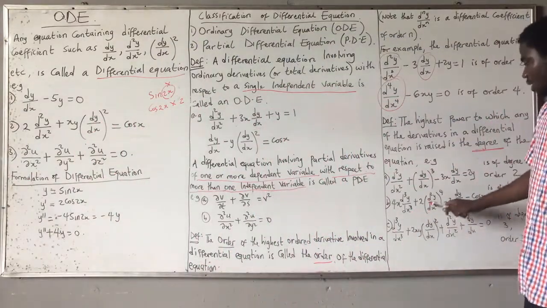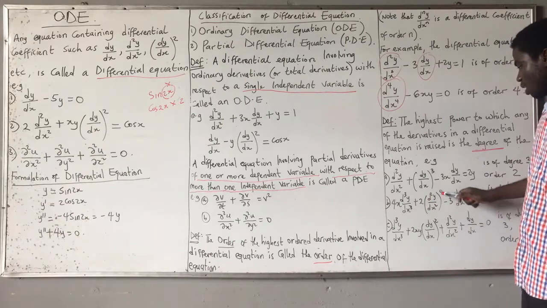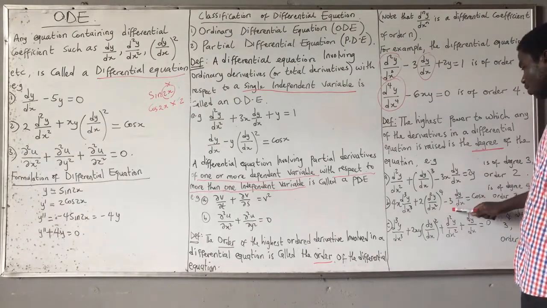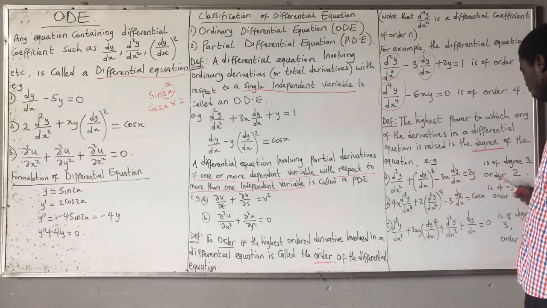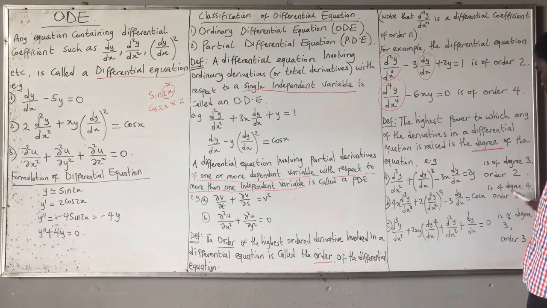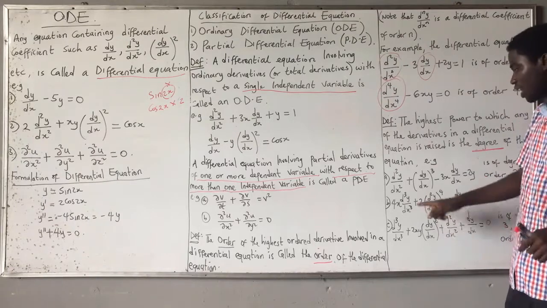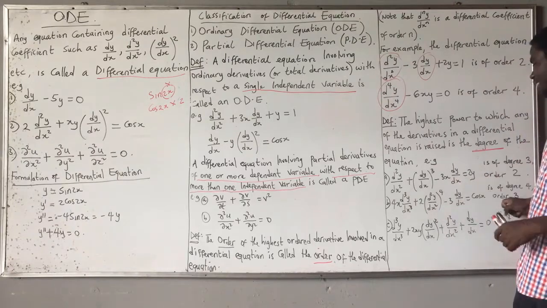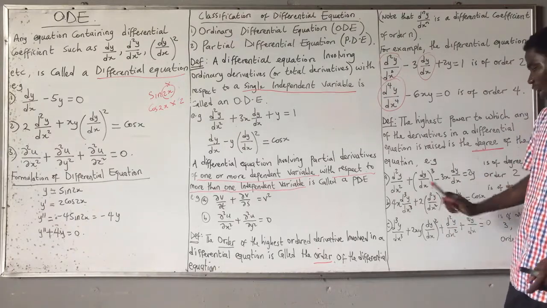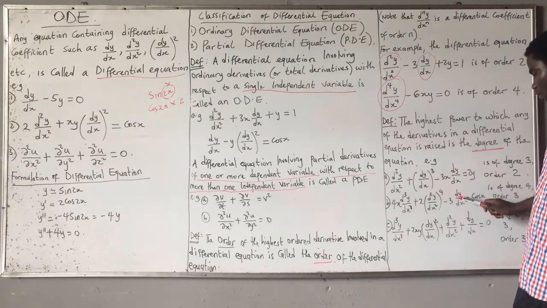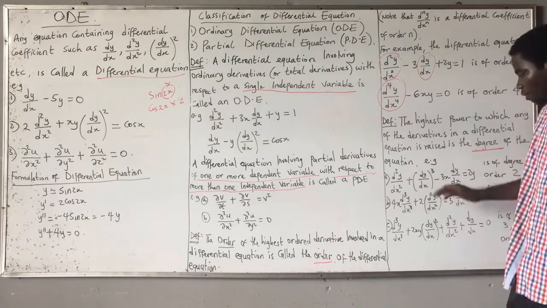Plus 2 (d²y/dx²) raised to power 4, minus 3 dy/dx equals cos x is of degree 4 and order 3. You see, the highest number of times they differentiated is 3. So this is order 3. But this is raised to power 1, this is raised to power 4, this is raised to power 1. So it is of degree 4.